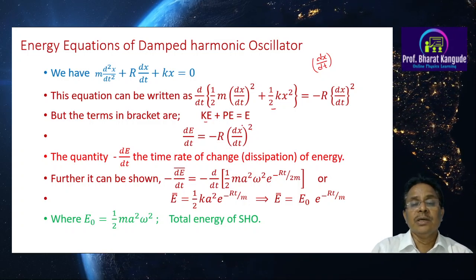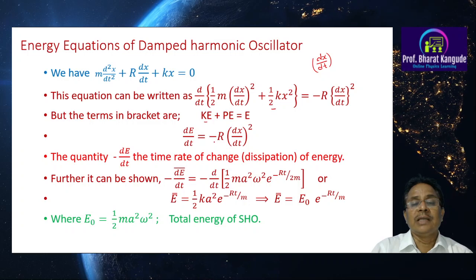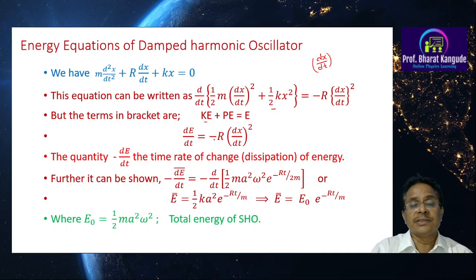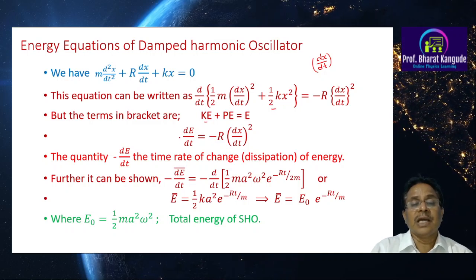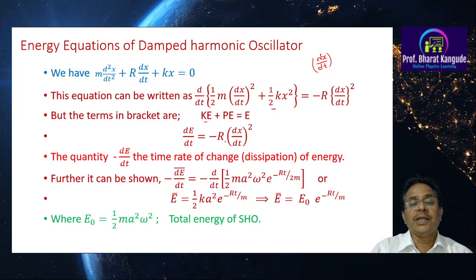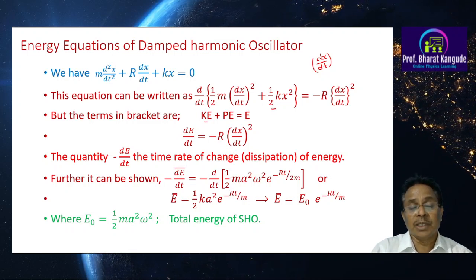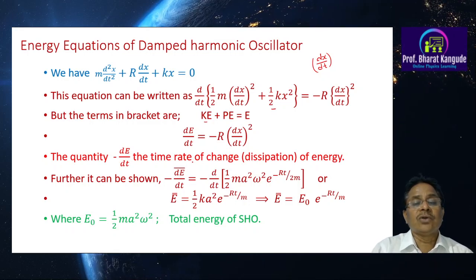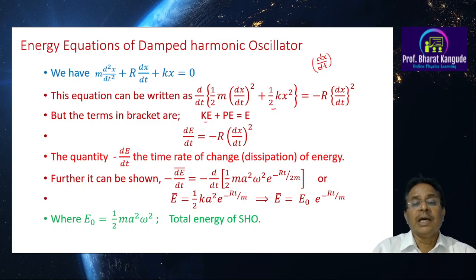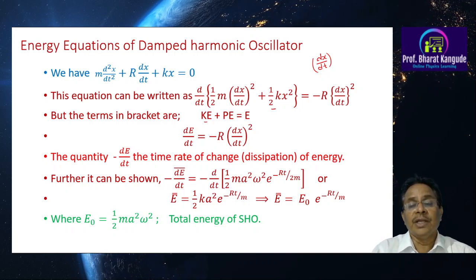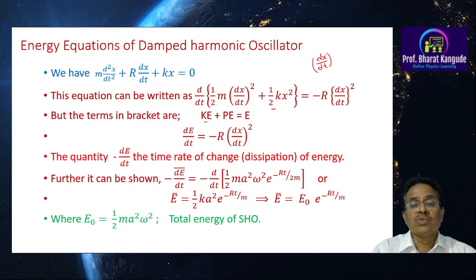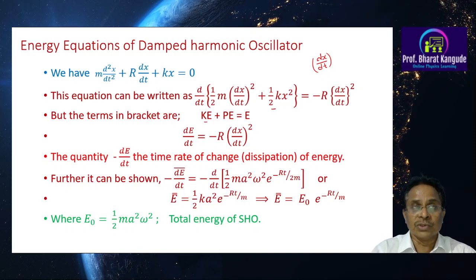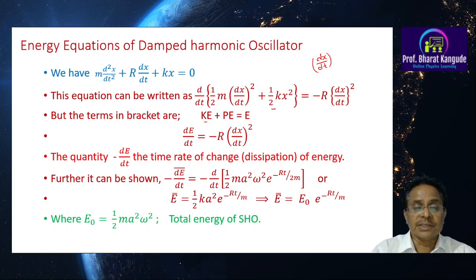Now look at this term. This is the velocity square, and this r is the damping coefficient. The sign on the right hand side is negative. I can shift this sign to the left hand side, and then r into (dx upon dt) square becomes positive. The quantity minus dE upon dt is the time rate of change of the energy, and it is called the dissipation of energy. Now what does dissipation mean? It is the amount of energy lost by this oscillator in overcoming the opposing force, or resistive force, or damping force.